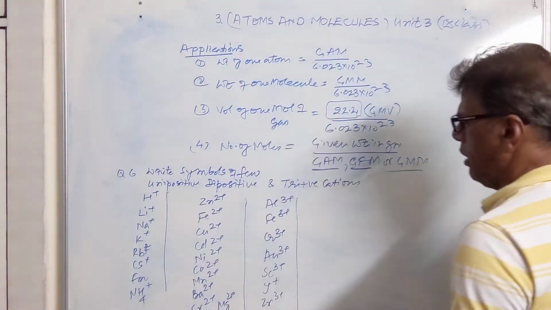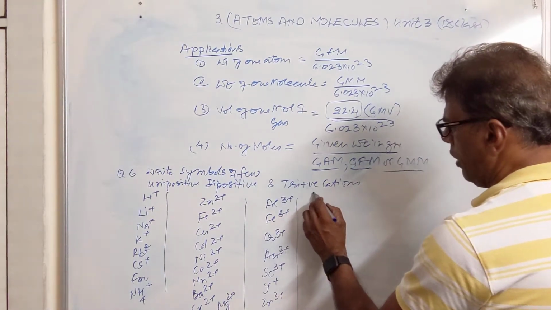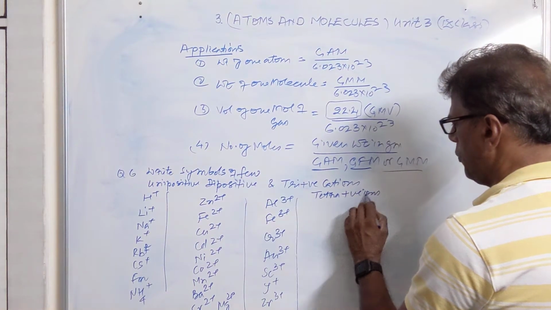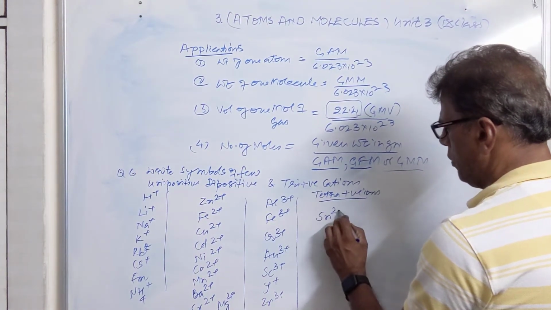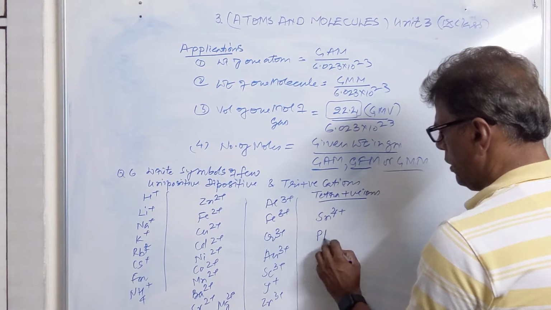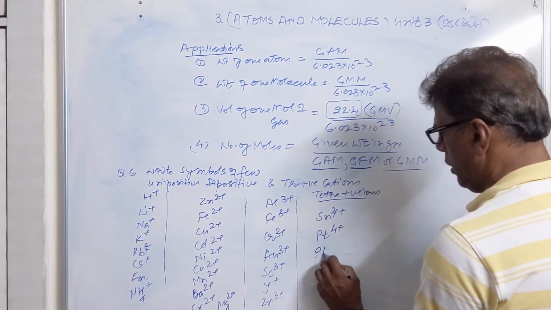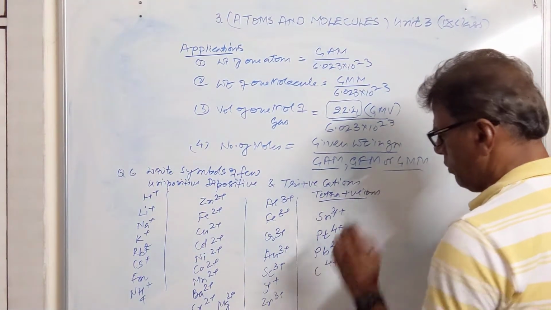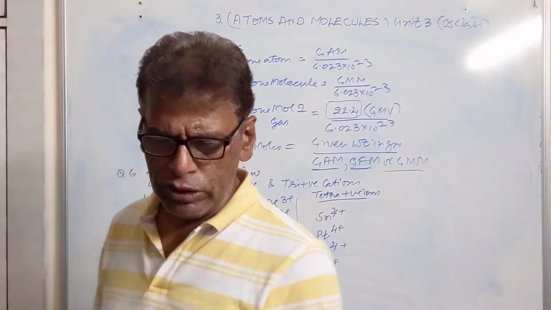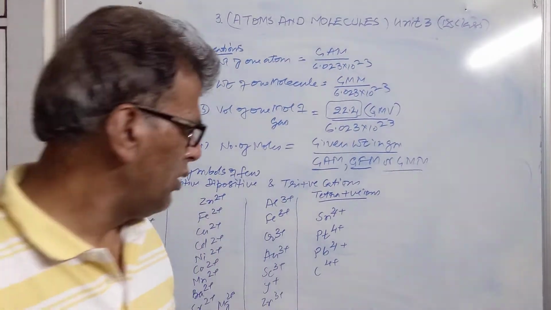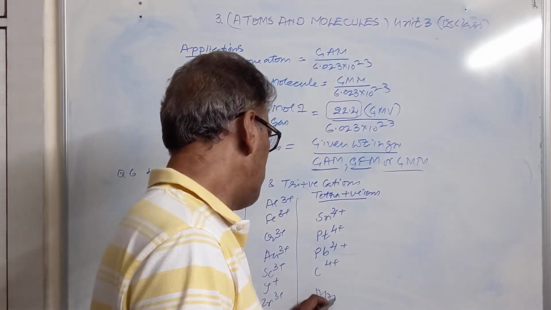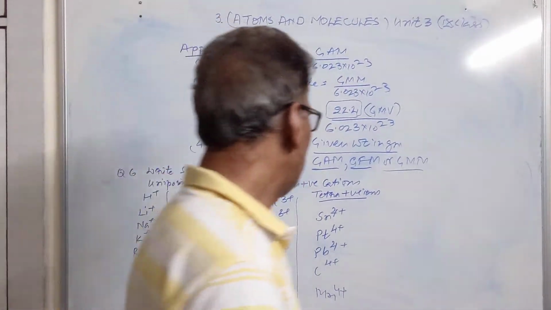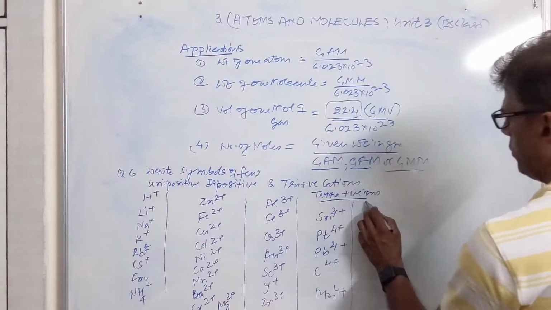Then we'll be dealing with the next, tetrapositive ions. They are tin 4 positive, platinum 4 positive, lead 4 positive, carbon 4 positive. So these are the tetrapositive ions which are found in different salts. Mn 4 positive is also a tetrapositive ion. Then we will be doing the uninegative ions.